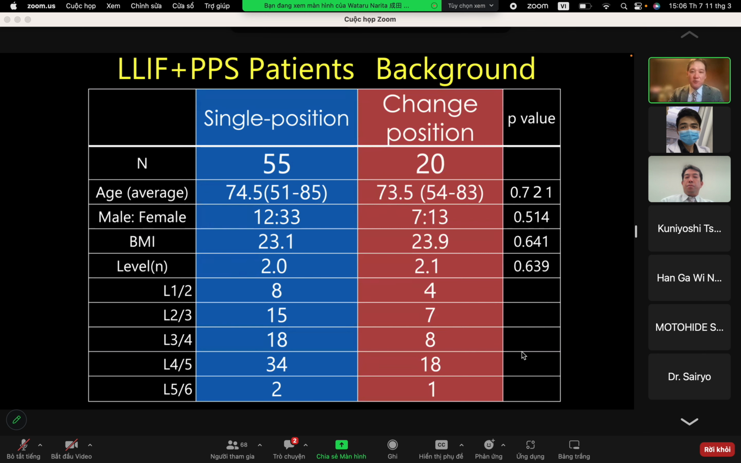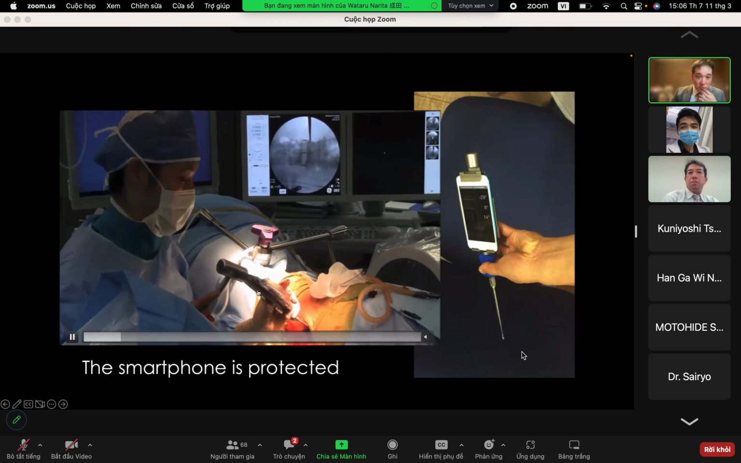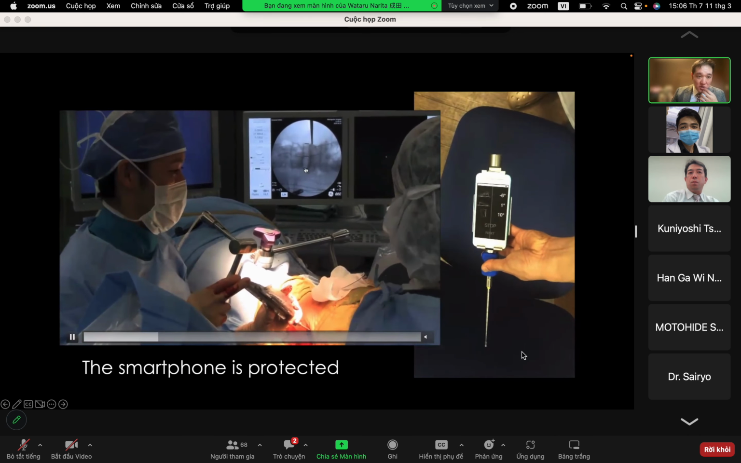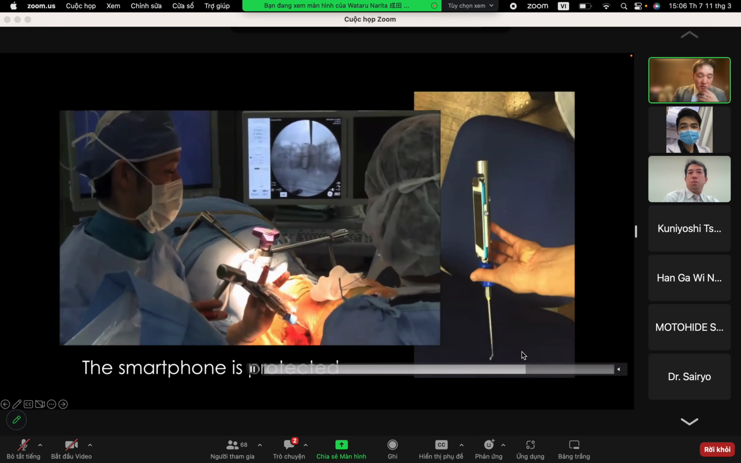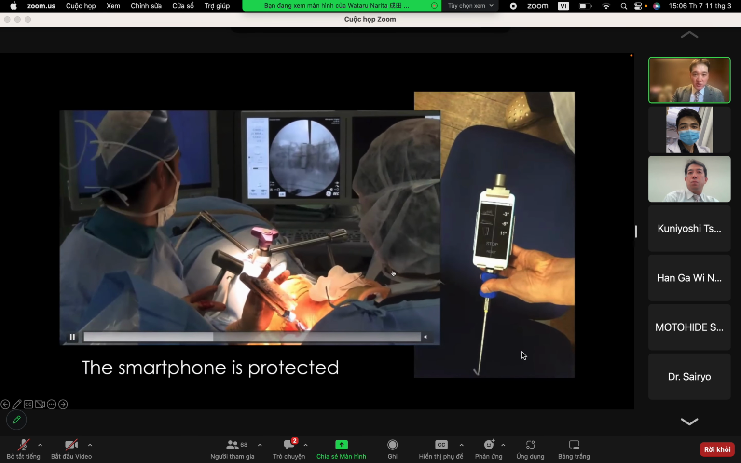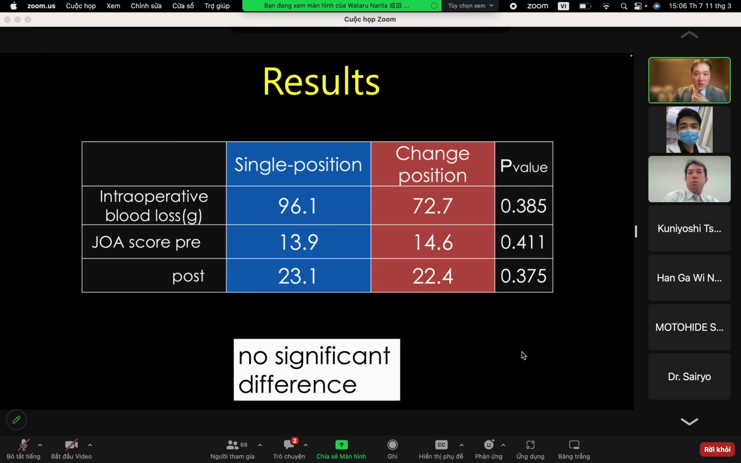We compared 55 patients with insertion in the lateral position and 20 patients with insertion in the prone position. The smartphone is protected with plastic film, so we can see the image and the angle meter. We can insert the pedicle screw in the lateral position here. The result shows no difference in this risk.